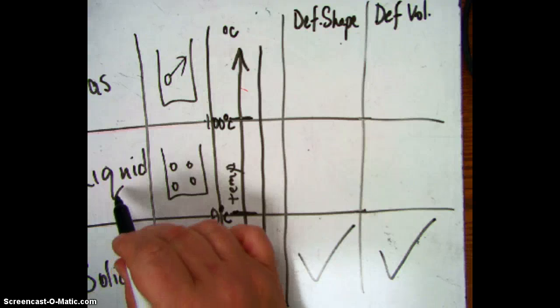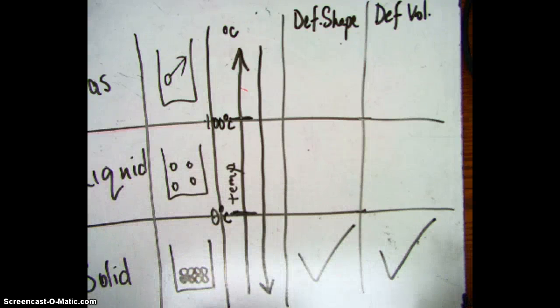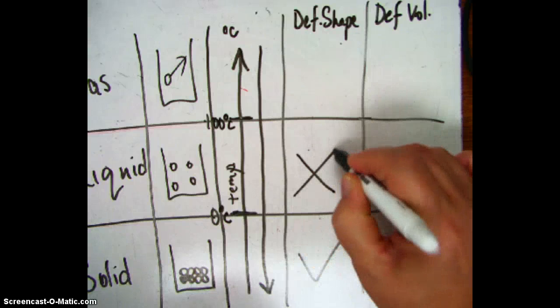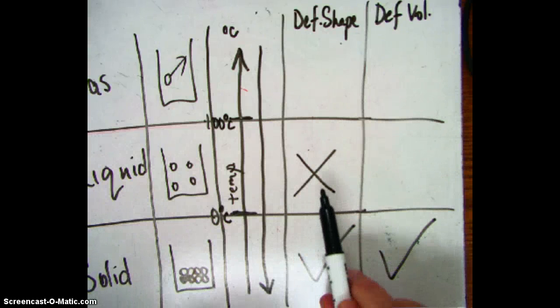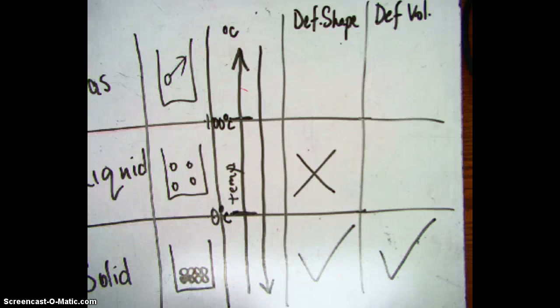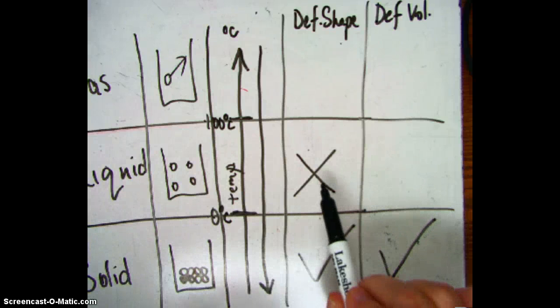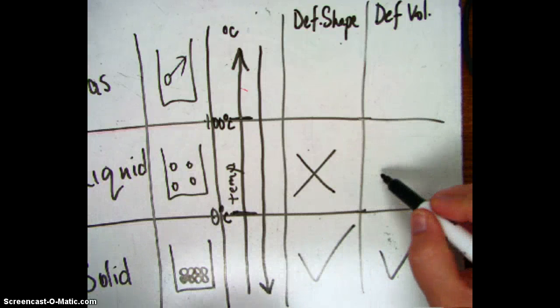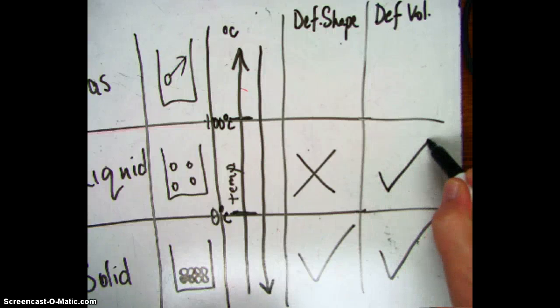Now, a liquid. If I take a liquid from a water bottle and place it into a bathtub, does it maintain the shape that it was in the water bottle? And we know, no, it doesn't. So liquid does not have a defined shape because it takes on the shape of the container that you put it in. The volume, however, of the liquid will remain the same. If you take 100 milliliters of water, pour it from a beaker into a bathtub, it's still 100 milliliters of water. So it maintains its volume.